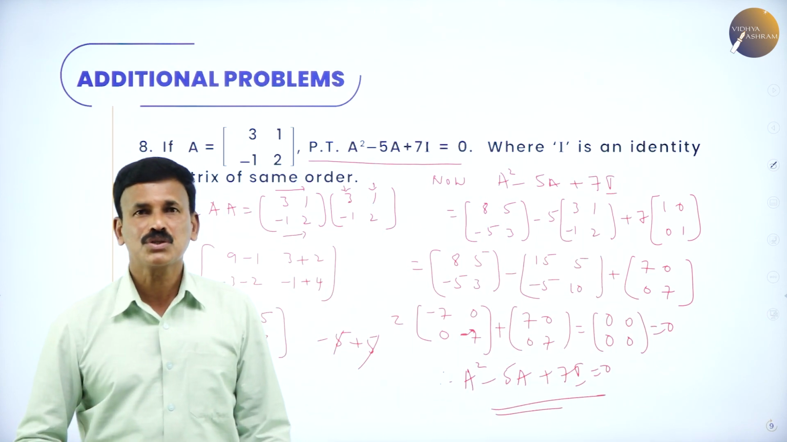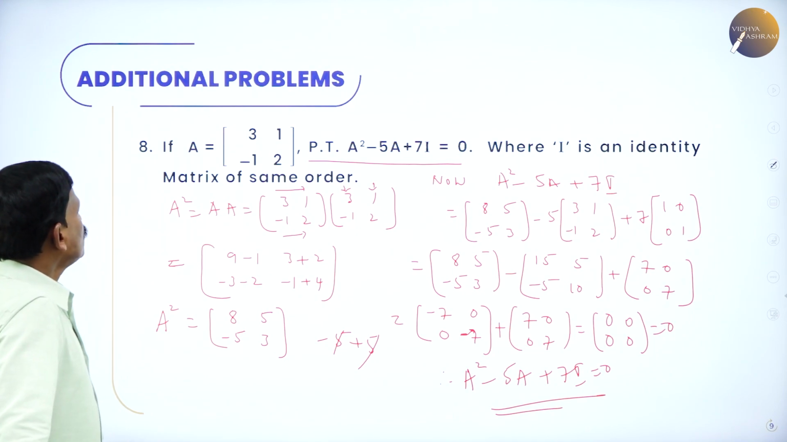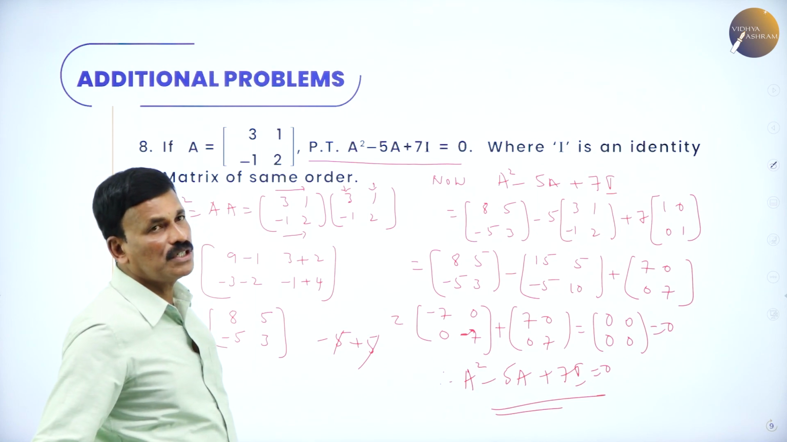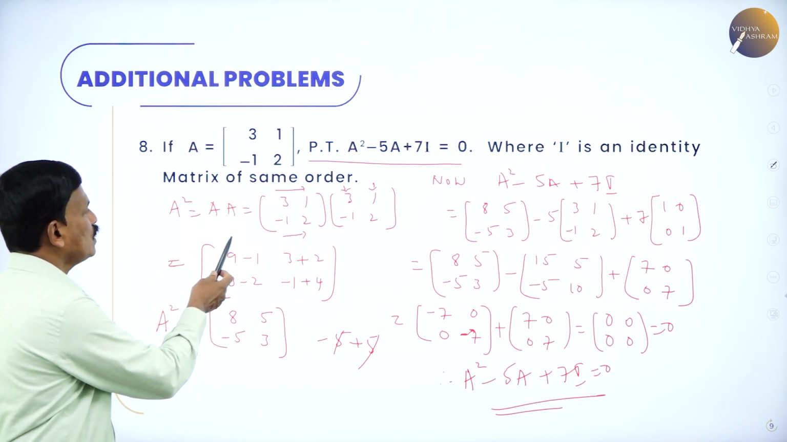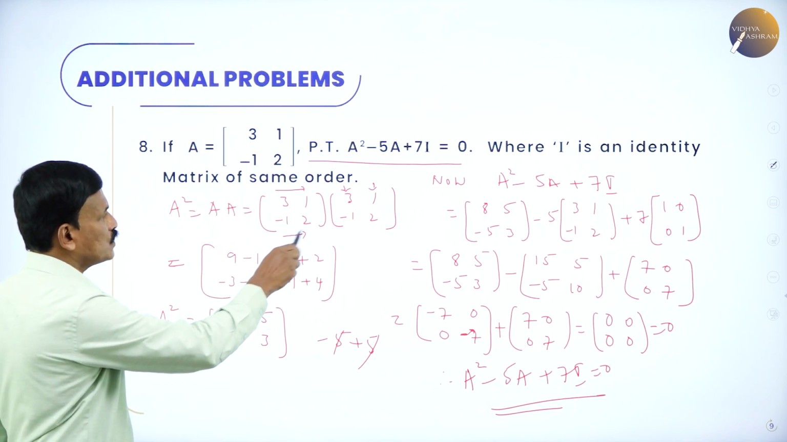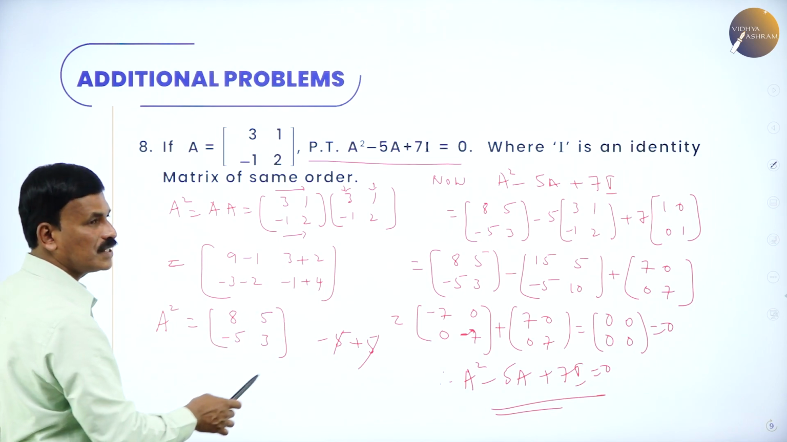This is the method to solve this problem. So, what is the problem given? If A is equal to [3, 1; -1, 2], prove that A square minus 5A plus 7I is equal to 0. Just find out A square, which is equal to A into A. So multiply the same matrix, and you will get [8, 5; -5, 3].